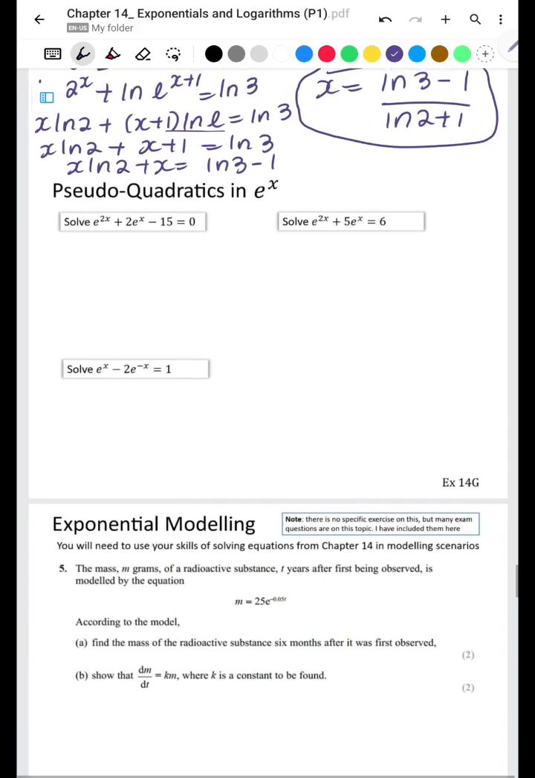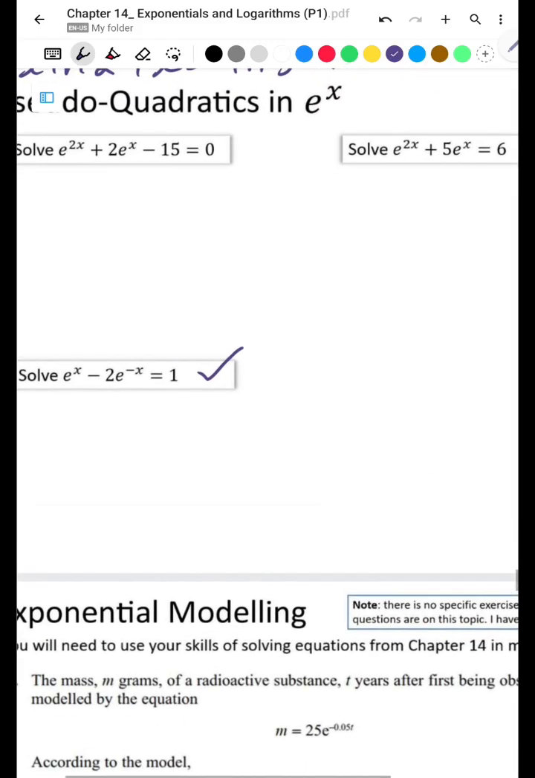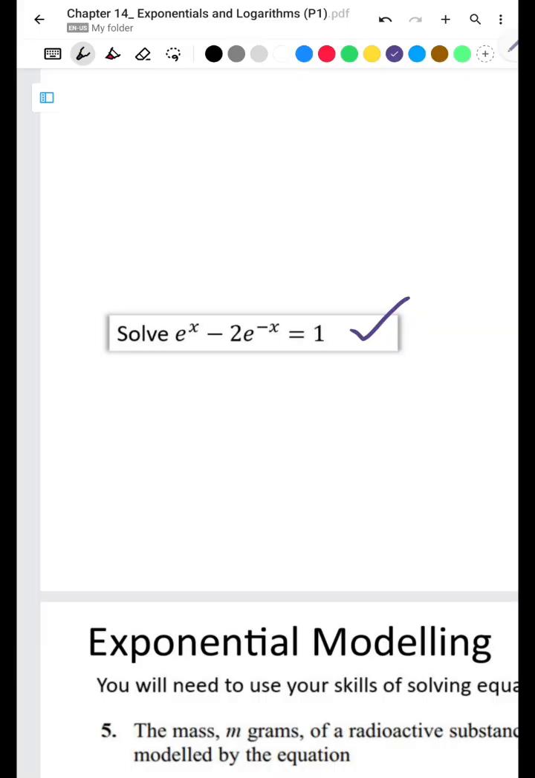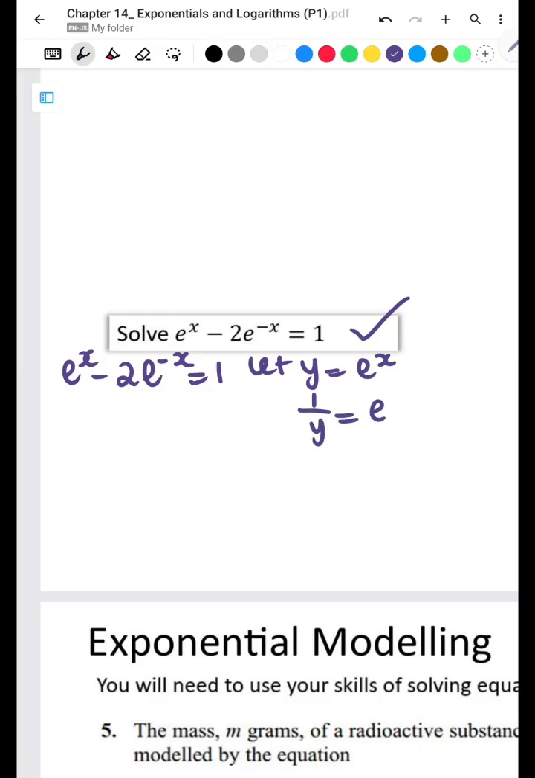Now, the last bit I would love to do here is solving pseudo quadratics in e to the power of x. So now let's do this one here. It works the same way as the one we did earlier. So now e to the power of x minus 2 e to the power of negative x is equal to 1. From here, it's a bit interesting because I have e to the power of x and I have e to the power of negative x. Now, for me to solve this, I can say, okay, let y equal e to the power of x. So that means 1 is the same thing as 1 divided by e to the power of x. So that means 1 over y is equal to e to the power of negative x.